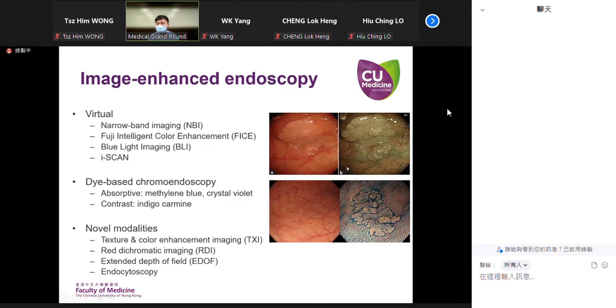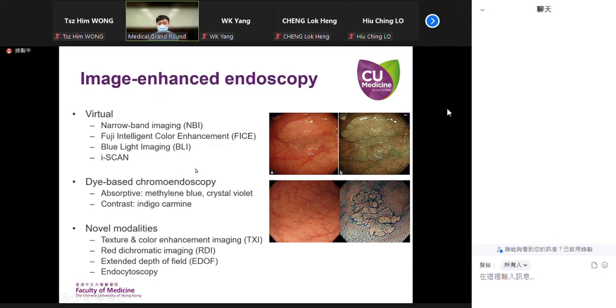The principle is that because different wavelength lights have different depth of penetration, by only limiting the light source to the green and blue light, we can actually highlight the surface and vascular structure as seen in the photo here. And other virtual ways of image enhanced endoscopy include the FICE and the blue light imaging, which were both products of the Fuji company, and also the iScan, which was produced by Pentax.